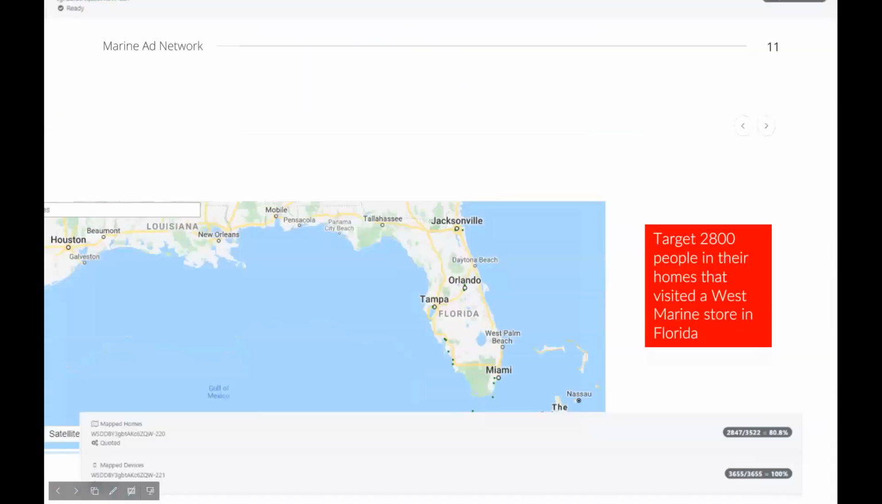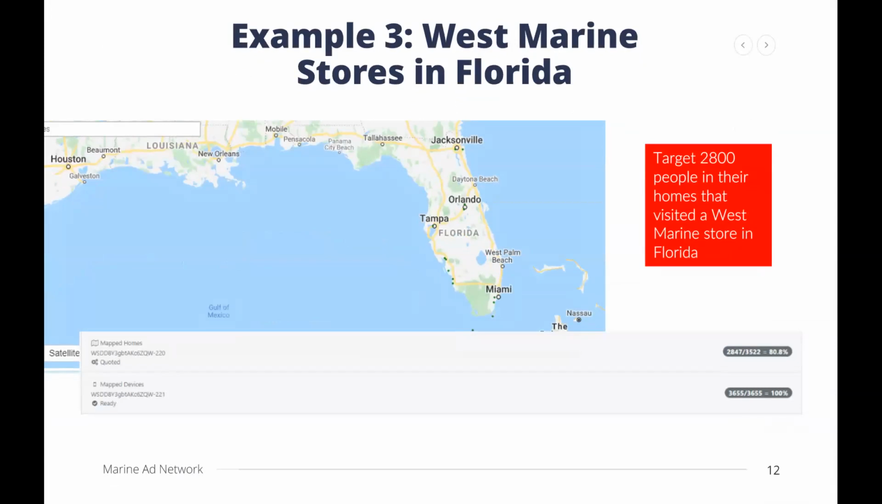And the last example I'm going to show you is, I think, 5 different West Marine stores in Florida. I popped in 5 different addresses for West Marine stores in Florida. There might be more than that, but there are green dots in here. So you can see that I'm able to target 2,800 people in their homes that have visited a West Marine store this month. Or I think I started March 1st. So as of March 1st, we can go in and directly target 2,800 homes or a total of 3,600 devices, which is pretty powerful.